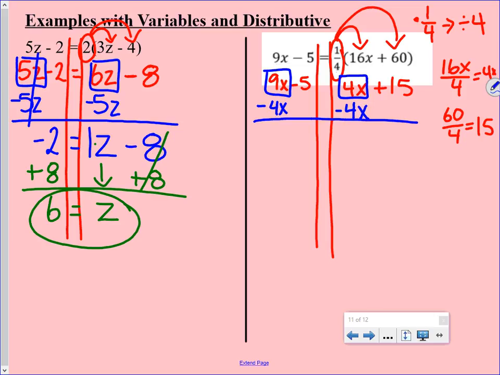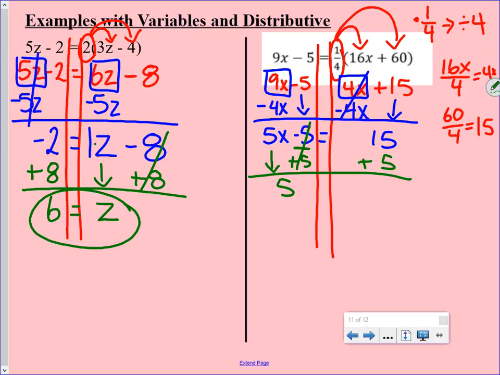9x minus 4x is 5x. Bring down the minus 5 equals 4x minus 4x is 0. Bring down the positive 15. All right, so then we have to undo our subtraction with addition. Undo that minus 5 with a plus 5. Bring down the 5x equals 15 plus 5 is 20.